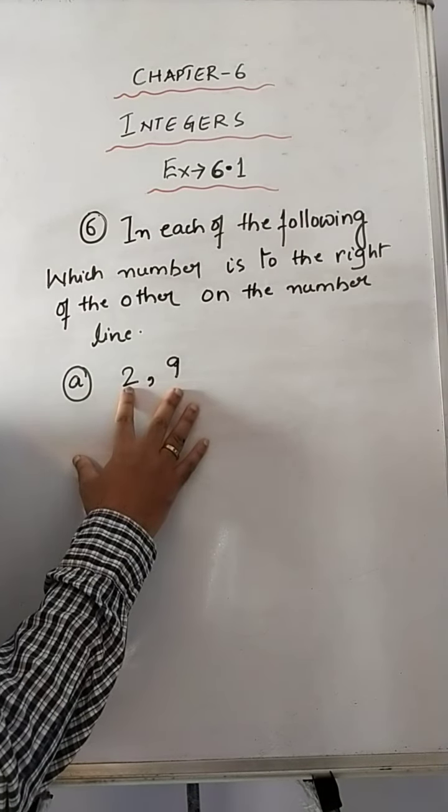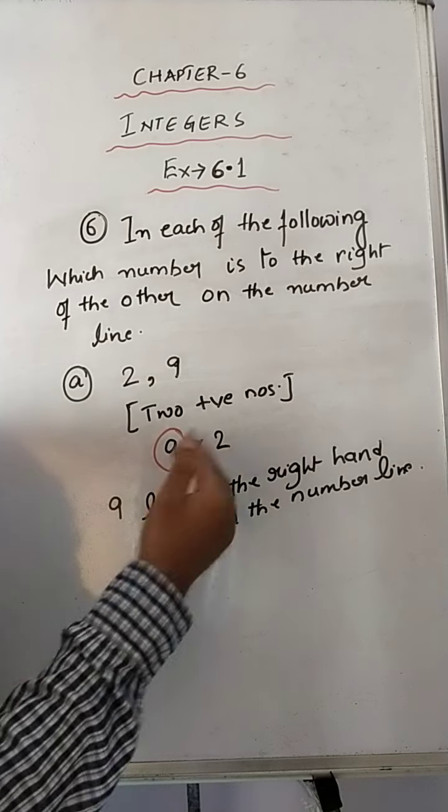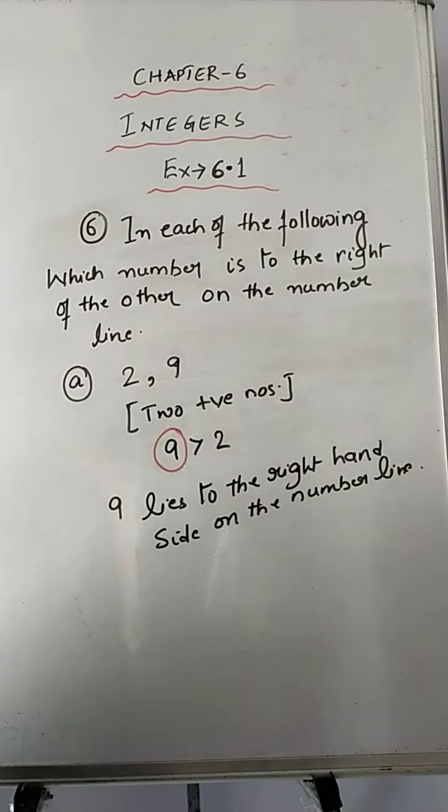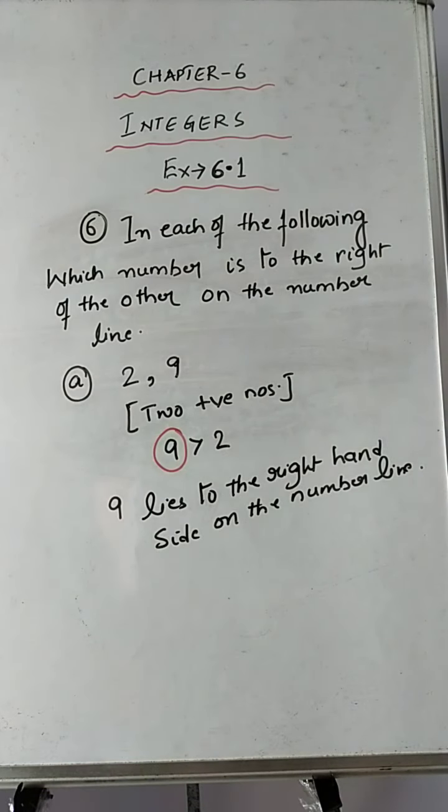I repeat again, when two positive numbers are there, the number which is greater than the other number will fall to the right hand side of the number line. Now let's move on to sum number B.